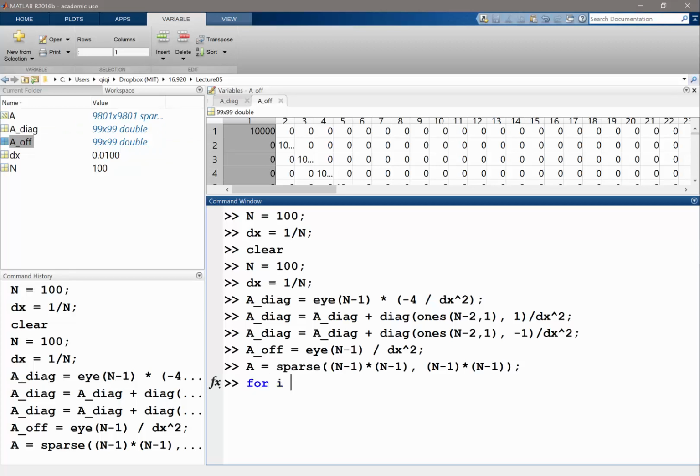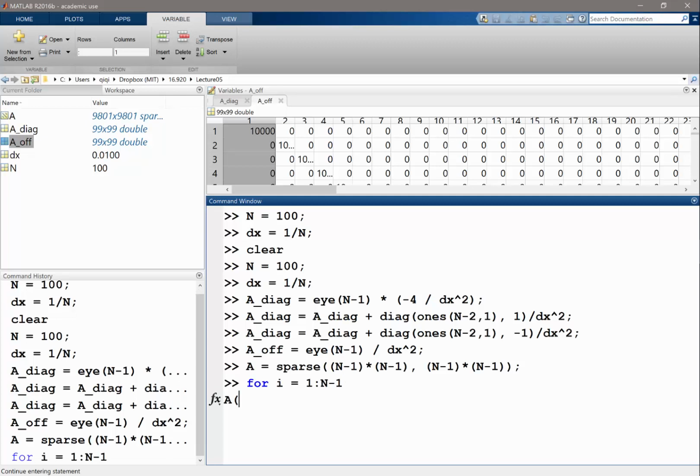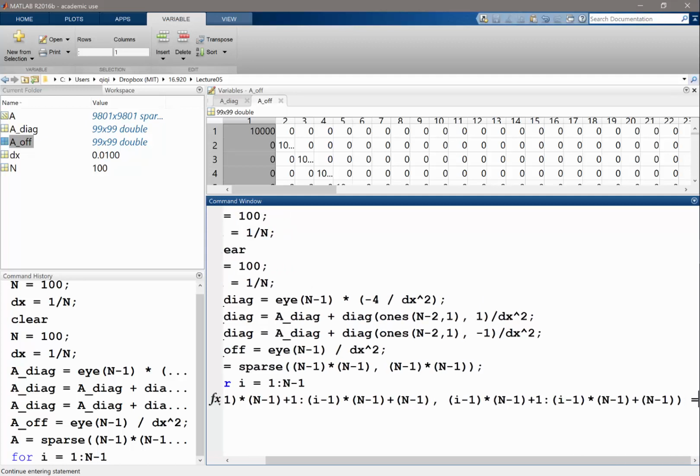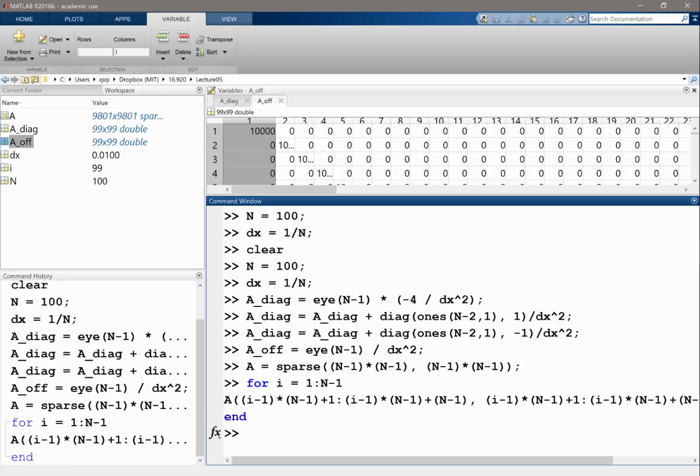So I'll just, for I goes from 1 to n minus 1, say A of, okay, so what's the range? The range is I minus 1 times n minus 1 plus 1 to this plus n minus 1, right? Plus n minus 1. I'm sure there are better ways to do it. But this is the range of the rows, right, corresponding to the ith block. And if I want the corresponding columns, I do the same, is equal to A diag. And, okay, so I get a bunch of entries in the matrix A.